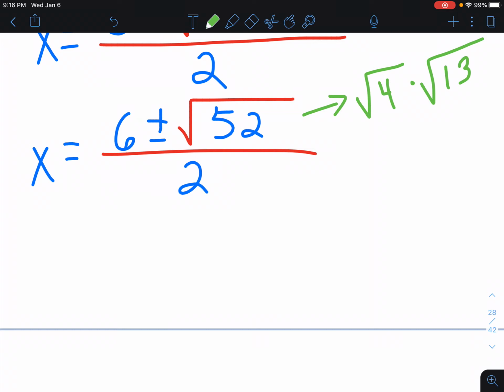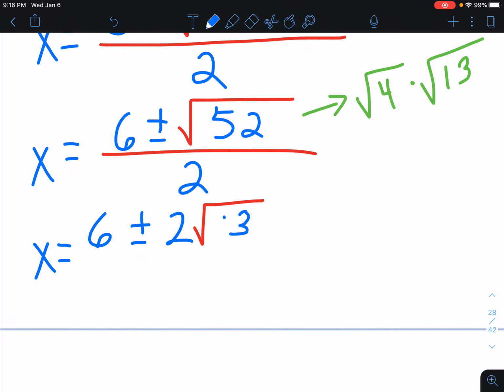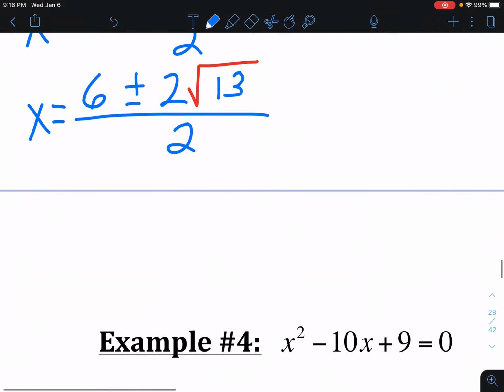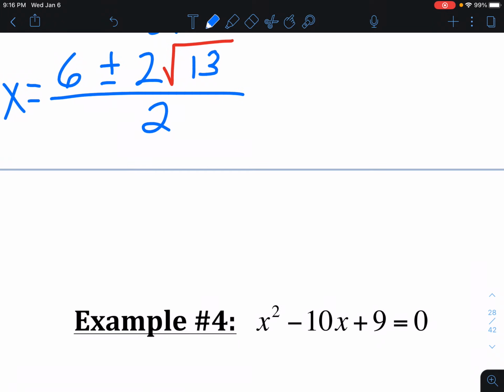So then this radical we finally have our first radical where we are going to simplify it. So it'll be plus minus 2 times the square root of 13. Now, after simplifying a radical, you should always be on the lookout to see if you can reduce this fraction more. Remember, it is a fraction after all.